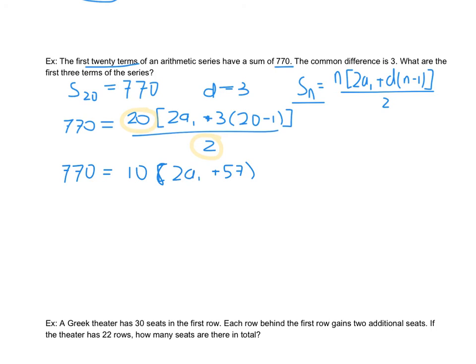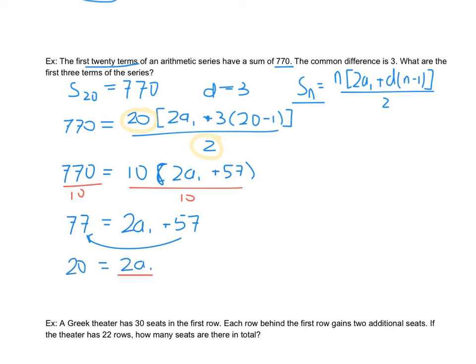And now we can divide both sides by 10 because our goal is to isolate for A1. So 77 equals 2A1 plus 57. We can bring the 57 to the other side. So 77 minus 57 is 20. And divide both sides by 2 to get 10 for our A1. So now that we have our first term, and we know that the common difference is 3, the first term is 10, add on 3, we get 13, add on another 3, and we get 16. And these are the first 3 terms in the series.